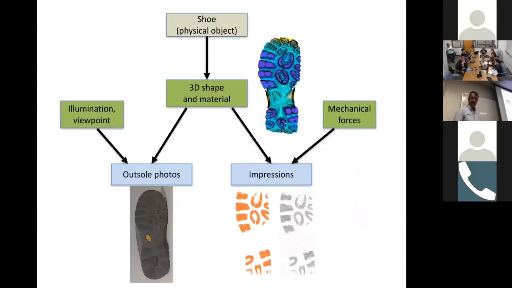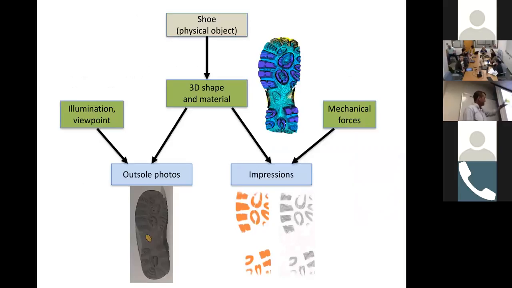So kind of the conceptual picture here up top, we've got this physical object that is the shoe. And so if we have some sort of data which tells us about the 3D shape and the material, then from that we can think about, say, these photos of outsoles, which we were looking at before, as a function of that 3D shape and some kind of illumination and viewpoint. How did I take the photo of that shoe?